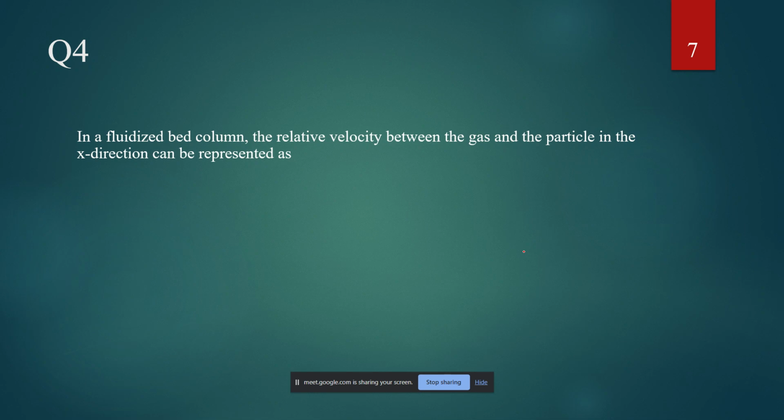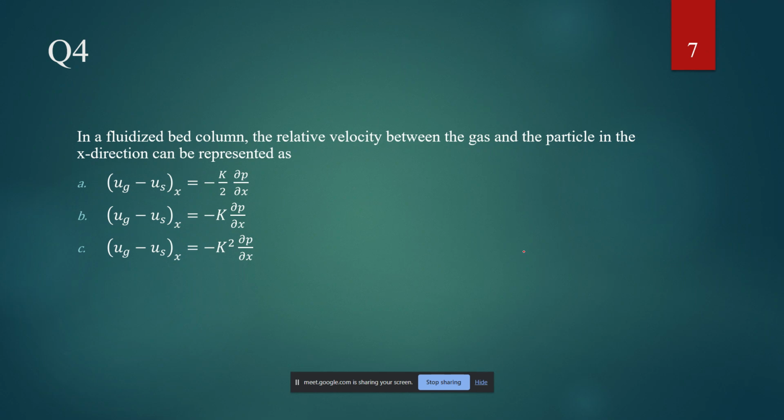It is the second assumption in the Davidson model, wherein the relative velocity between the gas and the particle is proportional to the pressure gradient. So how do we represent this? Ug minus us at x direction is equal to minus k by 2 dou p by dou x, or ug minus us x is equal to minus k dou p by dou x, or ug minus us at x is equal to minus k square dou p by dou x, or none of the above.